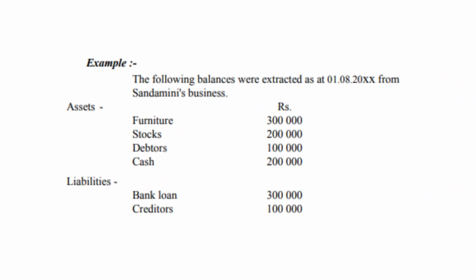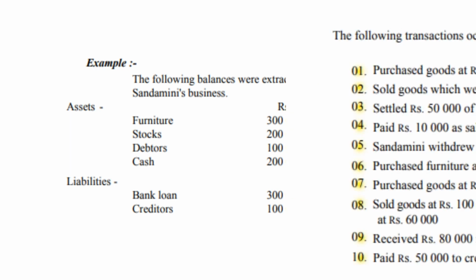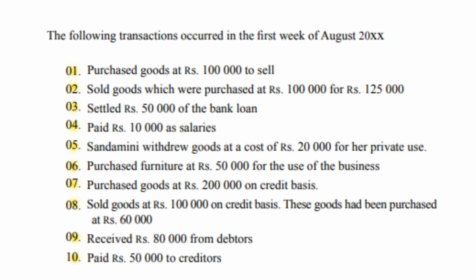The following balances were extracted as at 1st of August 2022 from Sandamina's business. The balances of the assets as at 1st of August 2022 are: furniture 300,000, stocks 200,000, debtors 100,000, cash 200,000. Then the balances of the liabilities as at 1st of August 2022 are: bank loan 300,000, creditors 100,000. The following transactions occurred in the first week of August 2022.